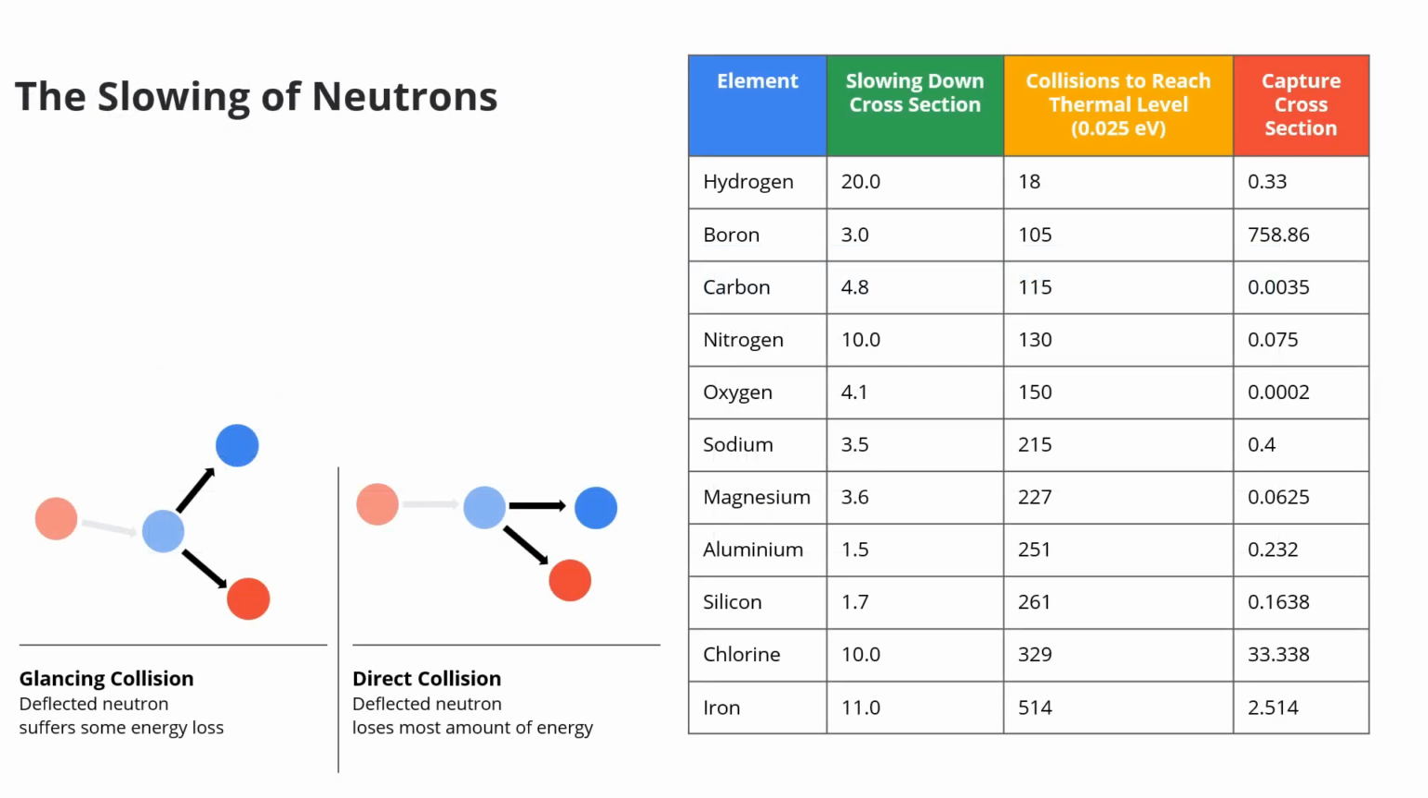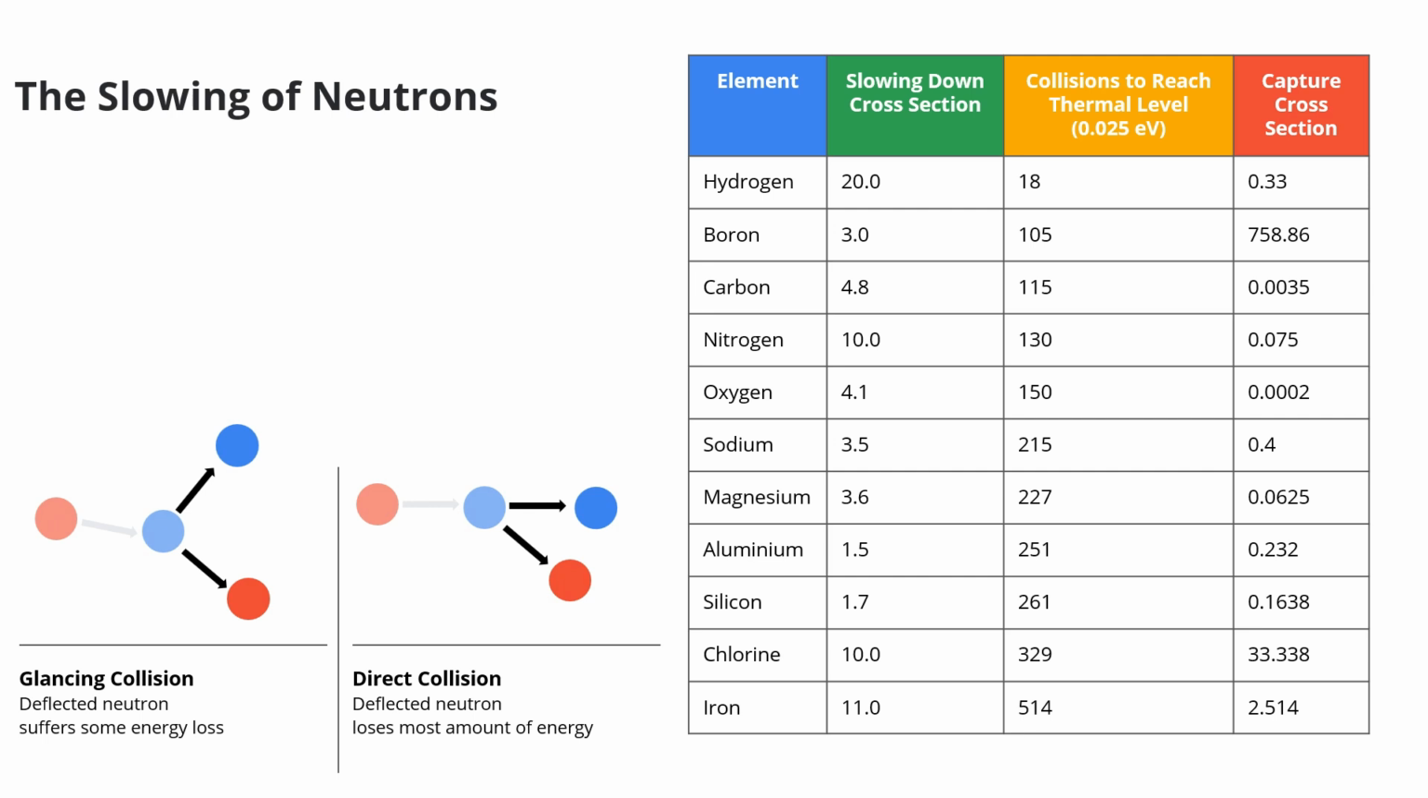Let's explore how neutrons lose energy in the formation. The primary mechanism is through elastic collisions with atomic nuclei, similar to billiard balls colliding. Hydrogen can cause a neutron to lose about 50% of its energy in a single hit, while other elements can also slow neutrons.